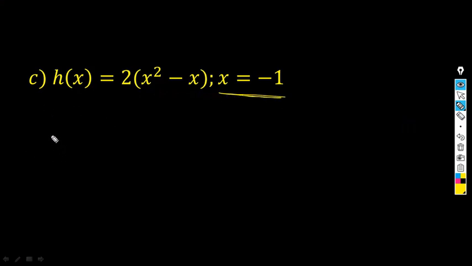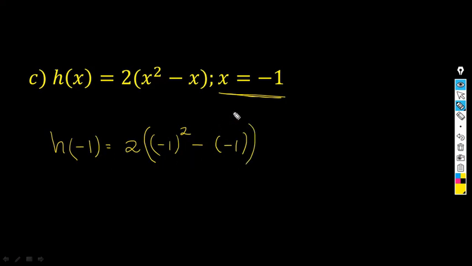I'm gonna pronounce as I write. h of minus 1 equals 2 times minus 1 squared minus minus 1. So if you can see, I'm basically substituting this value everywhere that I encounter an x in this equation. Okay, and that's it. All I have to do next is just operate all of this expression, calculate it, and that's it.